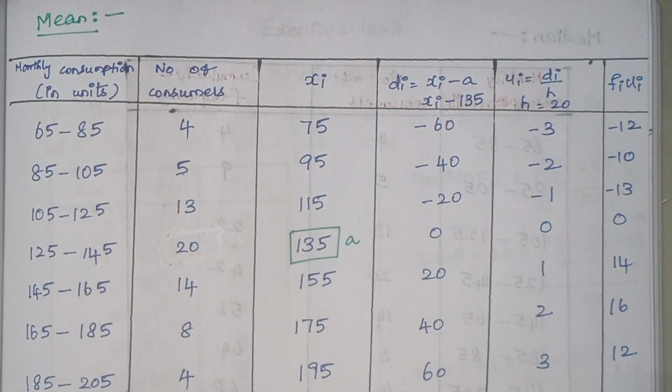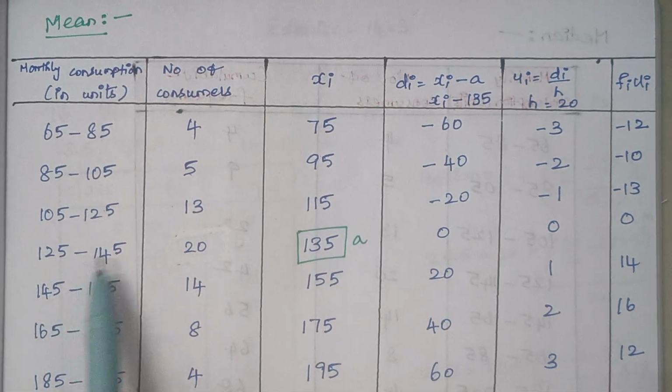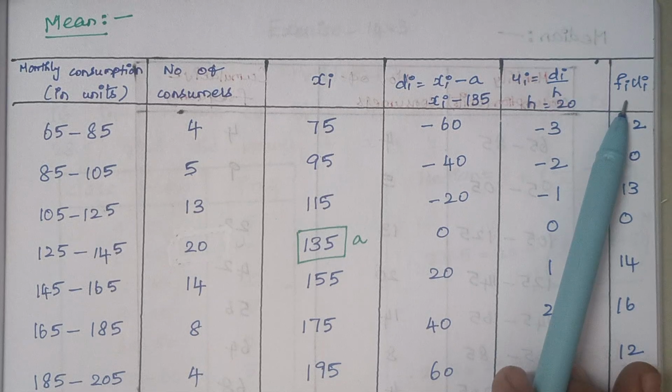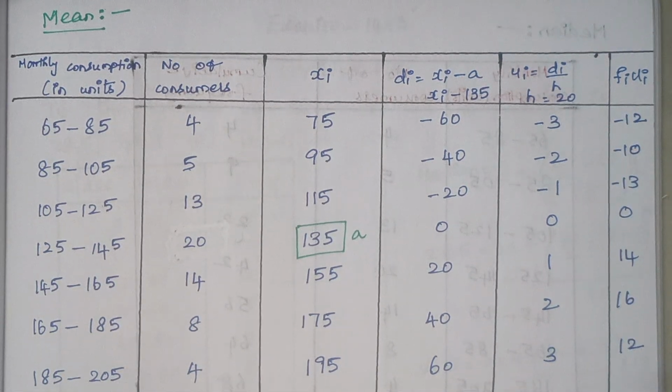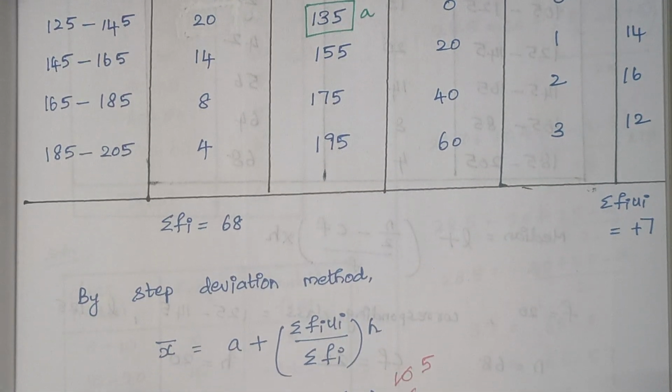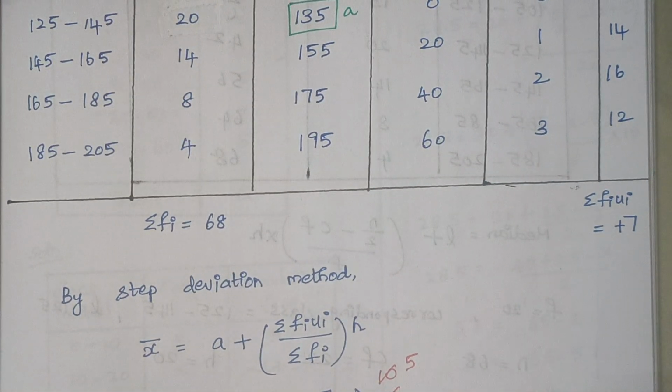So now we are going to calculate the value of mean. Here we are using the step deviation method. As we all know, for the step deviation method, totally we need 6 columns. Here the first 2 columns will be provided in the problem and the remaining things we have to frame. By formula again, you have to start from the formula. So by step deviation method, what is the formula? It is A plus summation of Fi ui by summation of Fi into H.